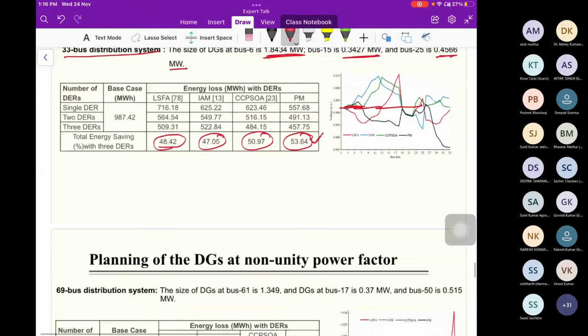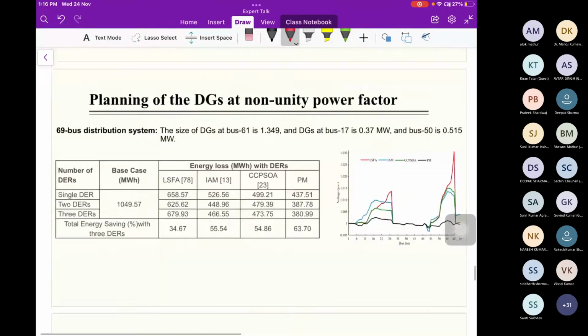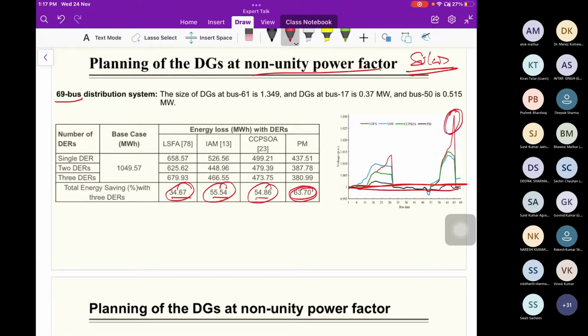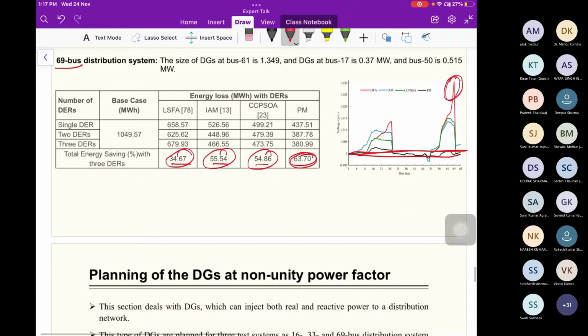And the last system is the 69 bus system for the unity case, that is the solar type of system. In this condition, the reductions of our algorithm are the best as compared to the others. So proper DG planning is an important thing. Without it, losses may increase in the system and voltage swell may occur. It may be dangerous for the systems.